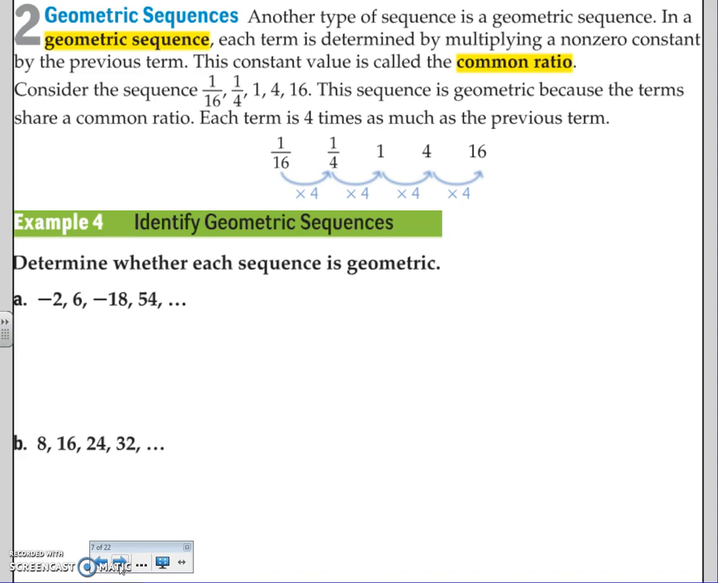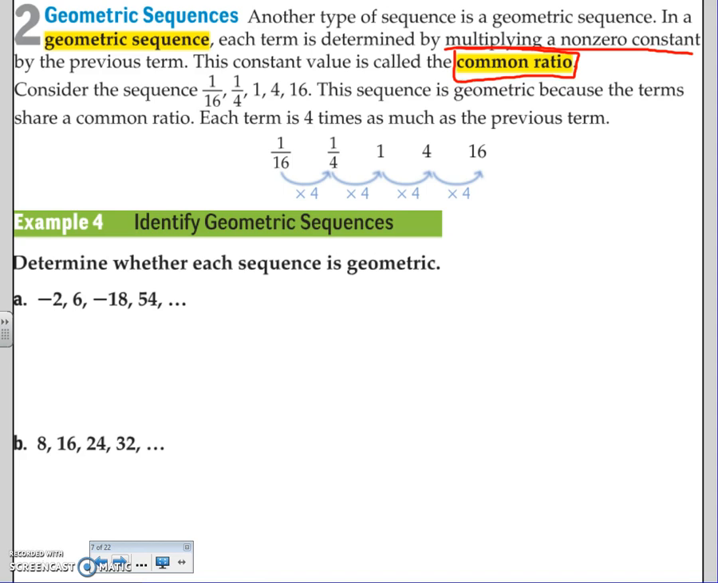Alright, besides arithmetic sequences, we have geometric sequences. It's another type. In a geometric sequence, each term is determined by multiplying. So instead of adding, we're multiplying the previous term by a non-zero constant. That constant value is called the common ratio. So instead of common difference, d, we have a common ratio, r.